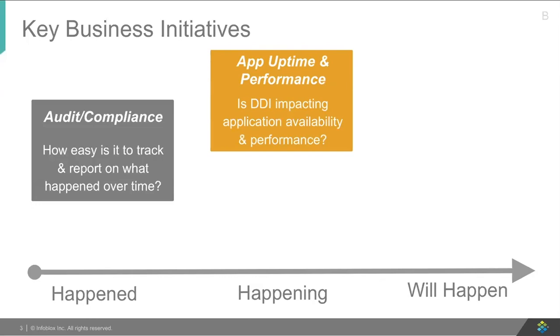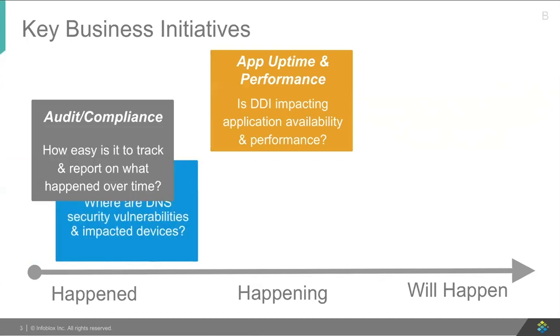Also, we look at issues around app uptime and performance. Is DDI really impacting application availability and performance? If there is a problem happening now with an application, typically the network is the first to get blamed. And how easily can you identify DNS or DHCP issues that are impacting your application availability?